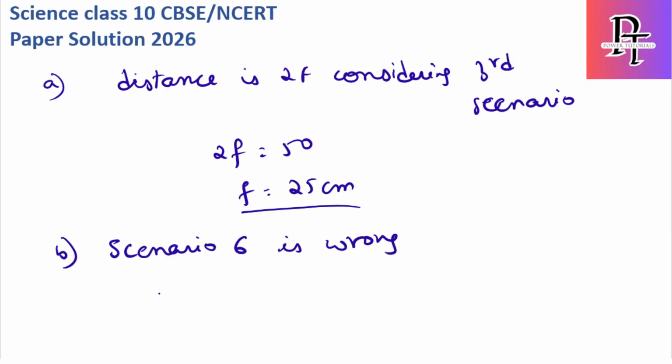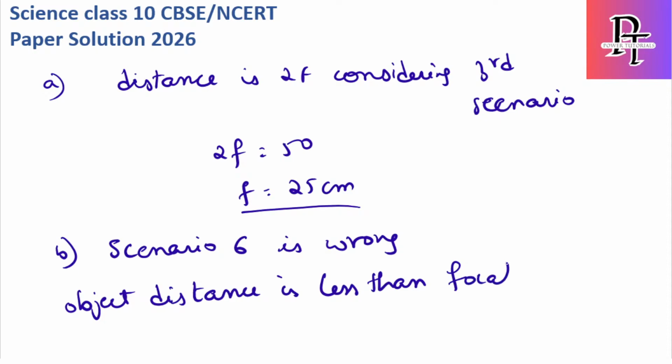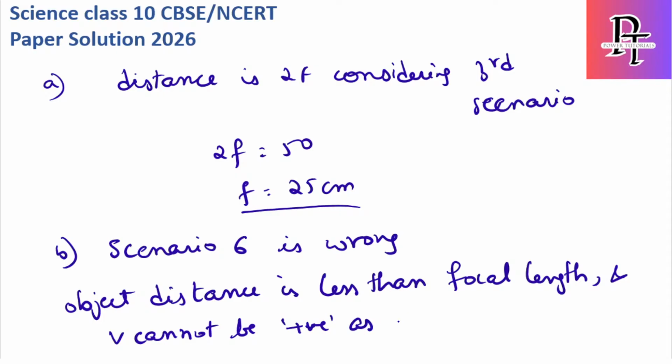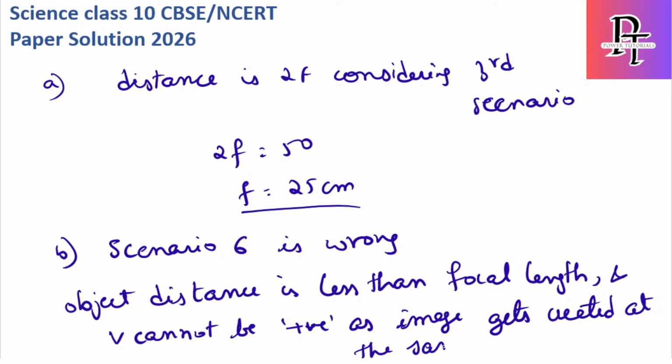The justification: the object distance is less than the focal length and v cannot be positive, as the image gets created on the same side of the object.